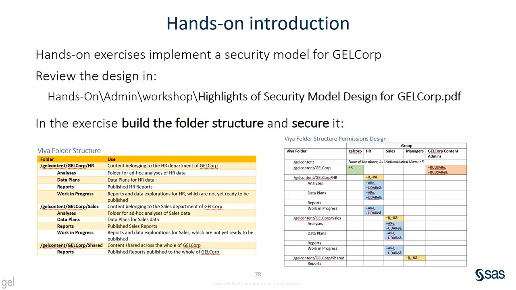We're going to do a hands-on, which is building the security model. We have a document in the hands-on folder that shows you the security model design. So if you're interested in how it was built, go in and look at how it was designed. We know it's designed to make sure that HR can't access sales content and sales can't access HR content. The document will show you the folder structure and how the security model was designed. In the hands-on, you'll go and do implementation of a couple of authorizations in the interface and then some more with the CLI.